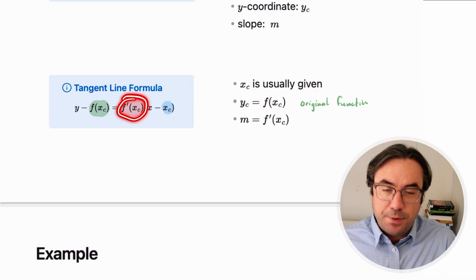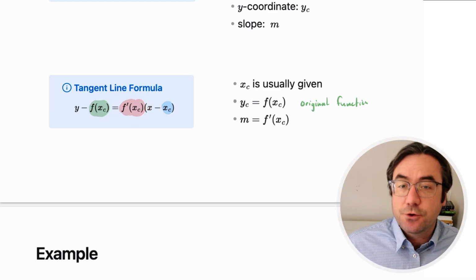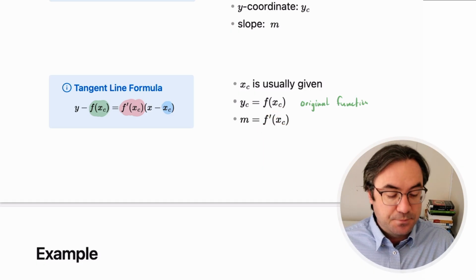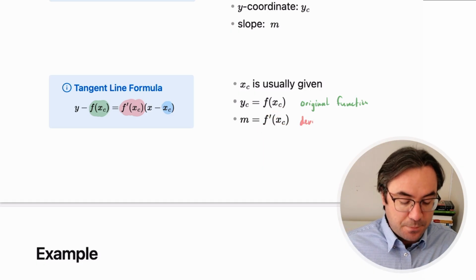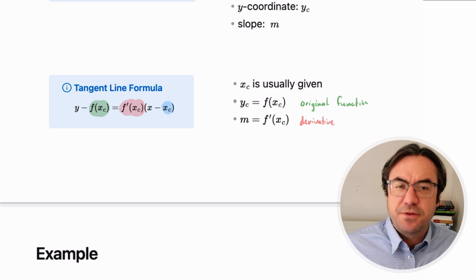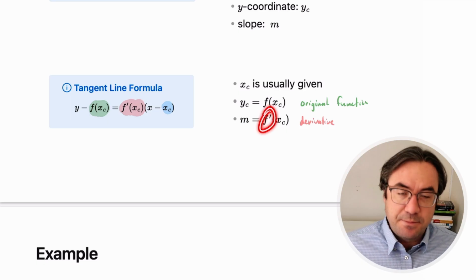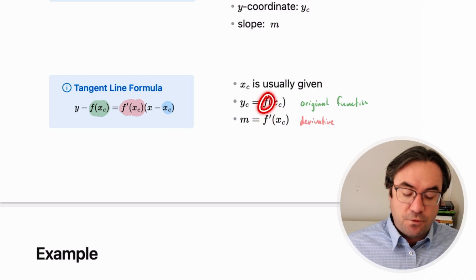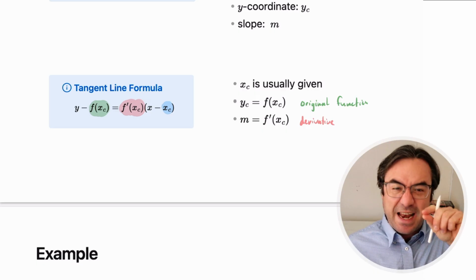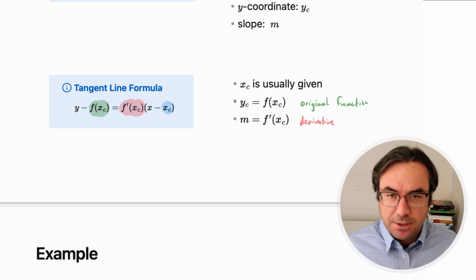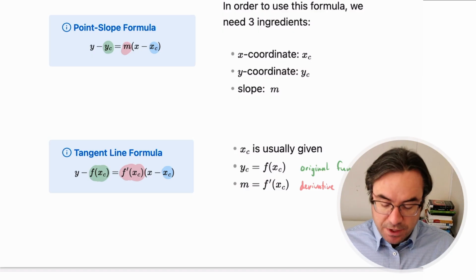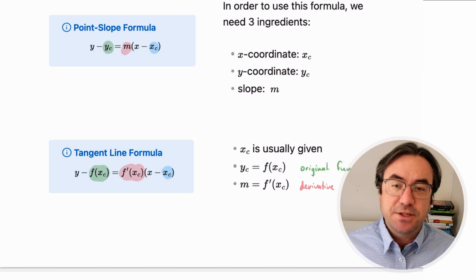Now, how do we get the slope? Well, this is where we use our derivative. The slope of our tangent line is going to be the derivative evaluated at our x coordinate. So we're using our derivative, our slope formula. Remember, our derivative is our slope formula. So f prime, this is the special function we call the derivative of f, but this is really the slope formula that tells us the slope of our curve at any point that we're interested in. All right, so we're going to use our point slope formula with these three ingredients, and that's going to give us our tangent line.